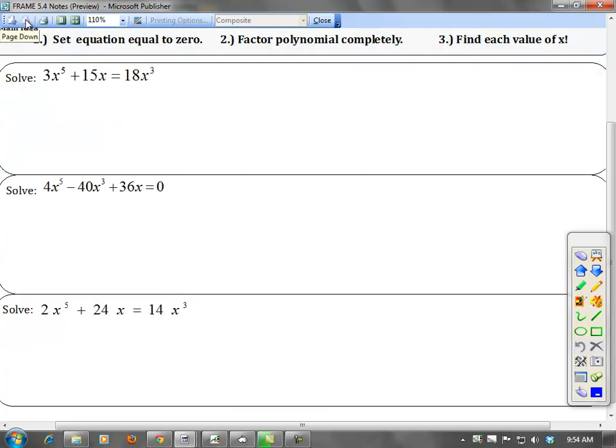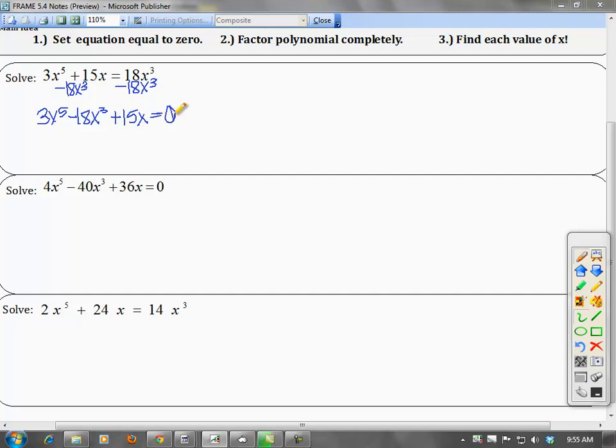Okay. What we are going to do is we are going to work on solving these, and whenever we went to solve, the biggest thing was that you had to put it equal to 0. Okay? In order to do that, I'm going to move the 18x cubed over. So I'm going to subtract 18x cubed on both sides. So I end up getting 3x to the 5th minus 18x cubed plus 15x. Set it equal to 0.